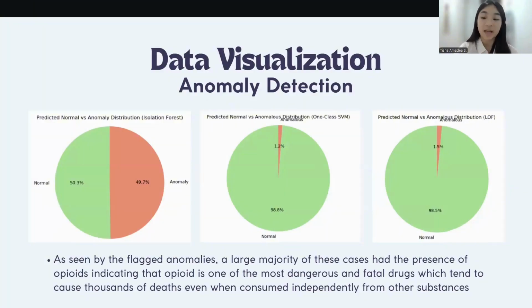As seen by the flagged anomalies, disregarding isolation forests, of course, a large majority of these cases had the presence of opioids, indicating that opioid is one of the most dangerous and fatal drugs, which tends to cause thousands of deaths even when consumed independently from other substances. These records, which only had opioid present, were the records which anomaly detection algorithms flagged as anomalous within this dataset.